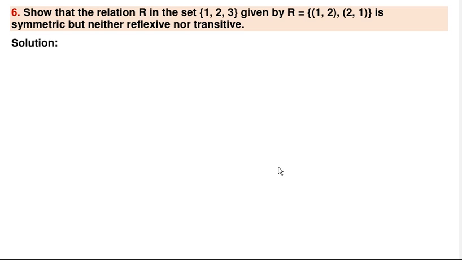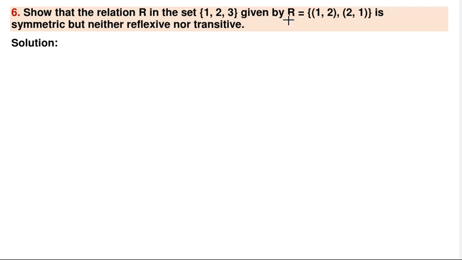Question number 6. What is the question? Show that the relation R in the set {1, 2, 3} given by R = {(1, 2), (2, 1)} is symmetric but neither reflexive nor transitive. So dear students, we have to show that the given relation R defined in the set {1, 2, 3} is symmetric but not reflexive and not transitive. So that only we are going to discuss.